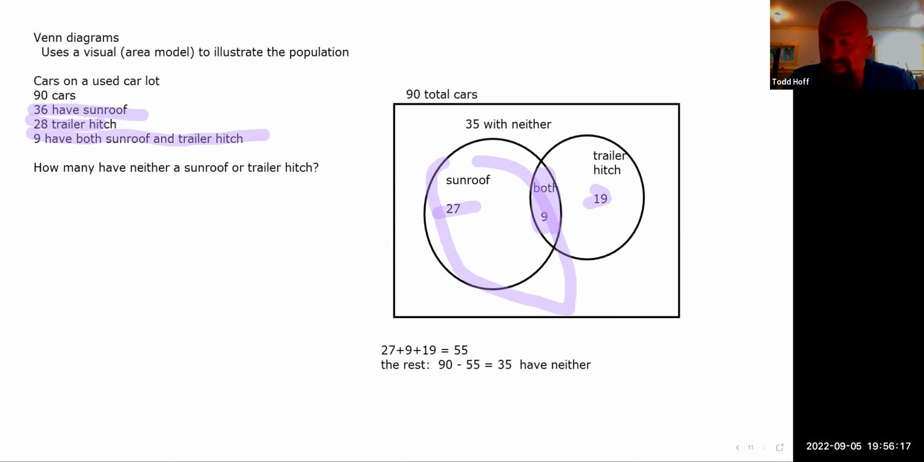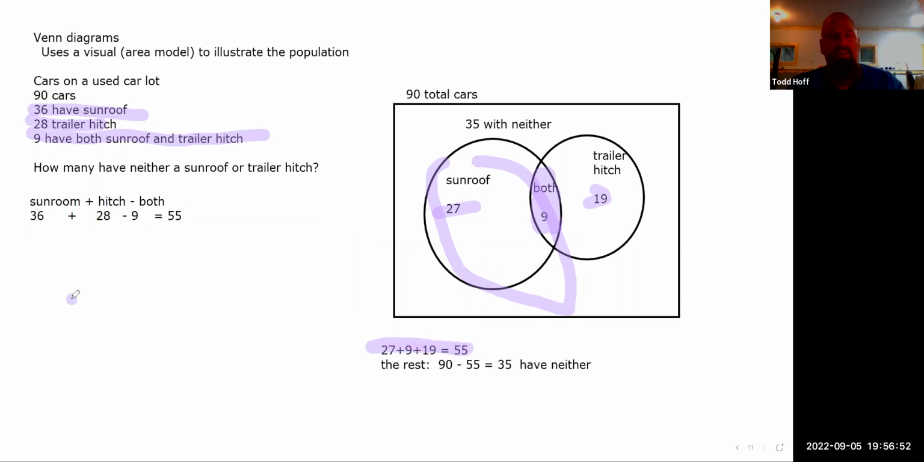A way we can think of this is what we did with our addition rule. The ones that have a sunroof plus the ones that have a hitch minus the ones that have both. So we had 36 with a sunroof plus 28 with a hitch minus 9 that had both. That would give us that total of 55. That's exactly what we found down here.